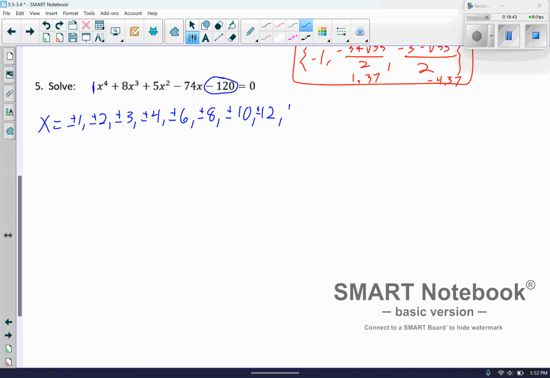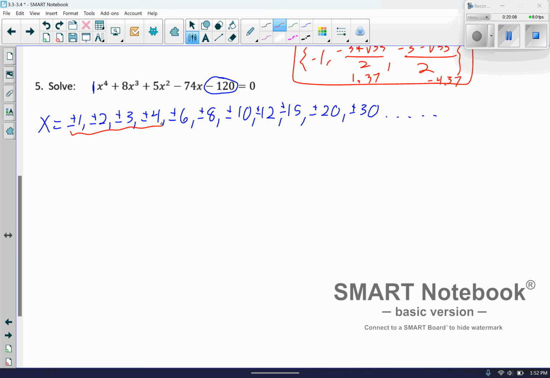I think 15, positive and negative 15. Then the next one would be positive and negative 20. Then let's see, the next one would be positive and negative 30, and so on. But really, you're gonna hit on one of these first couple right here, hopefully early on. So let's go ahead and do that.